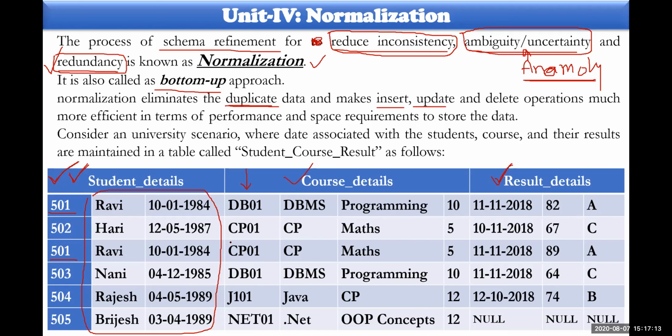And if you observe, 502 and 501, these two people have joined the same course. That is why the course details will be replicated several times. And 501 and 503, these two people have joined the same course, so that is why this could be replicated. And 505 has joined one more course, which has not yet started here. So those things will also be mentioned here.